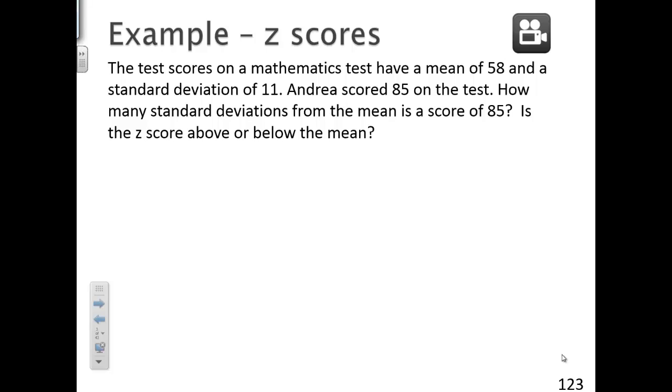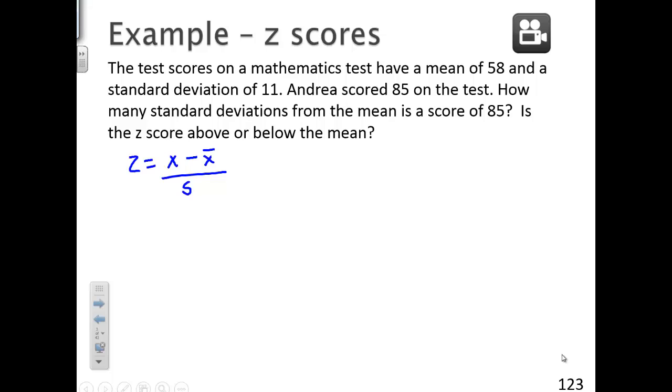So we have an example here, and on this one we're just going to find what our z-score is, and then we're going to decide, is our z-score above or below the mean. So we have a formula for z. The z-score is the data value, and we denote the data value using an x. We're going to subtract the mean and then divide by the standard deviation. So that's the formula in symbols.